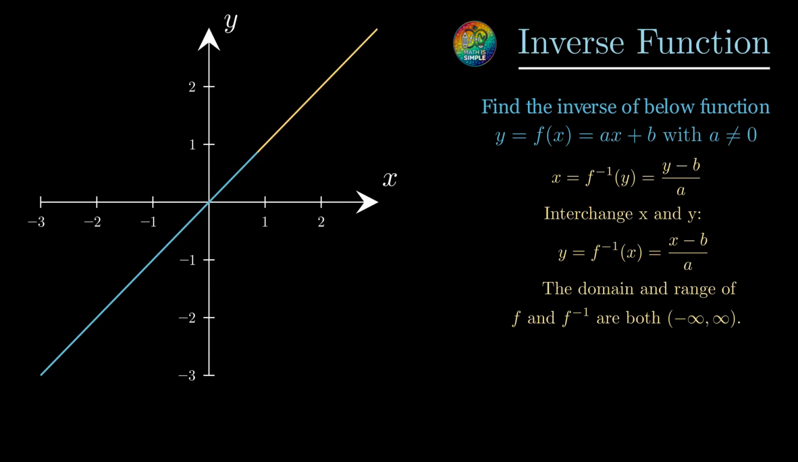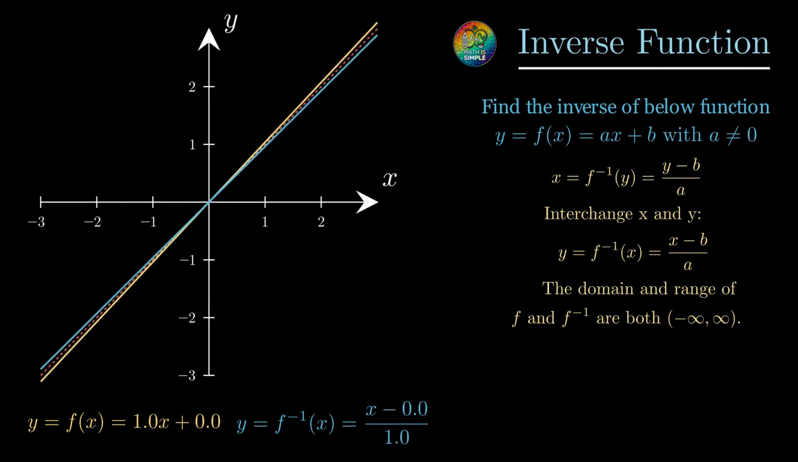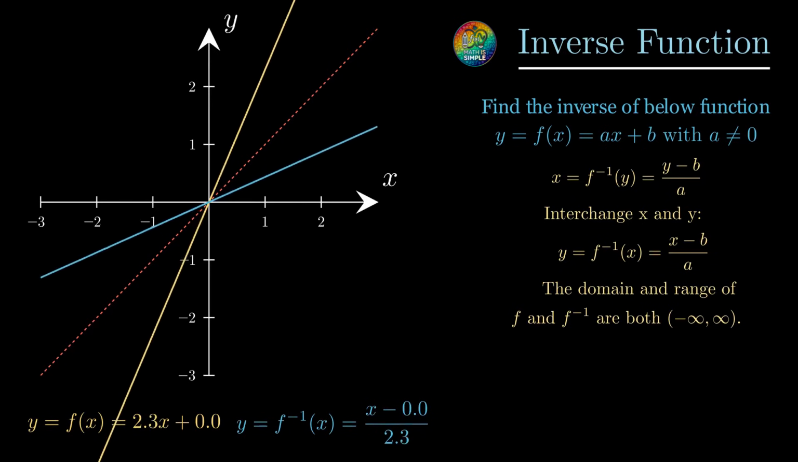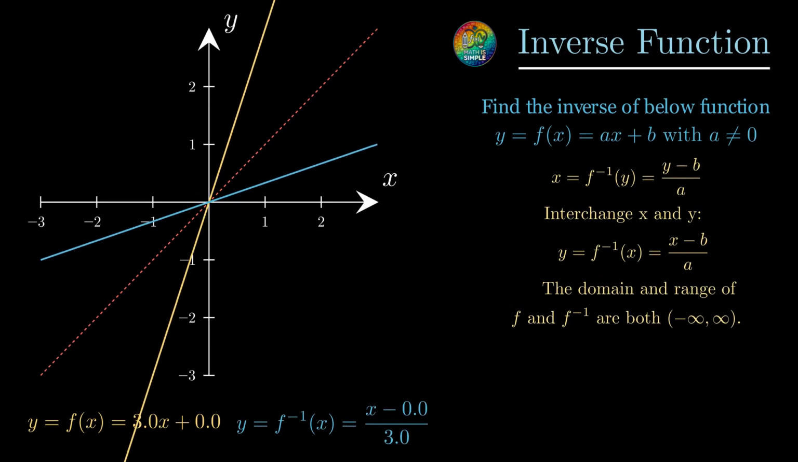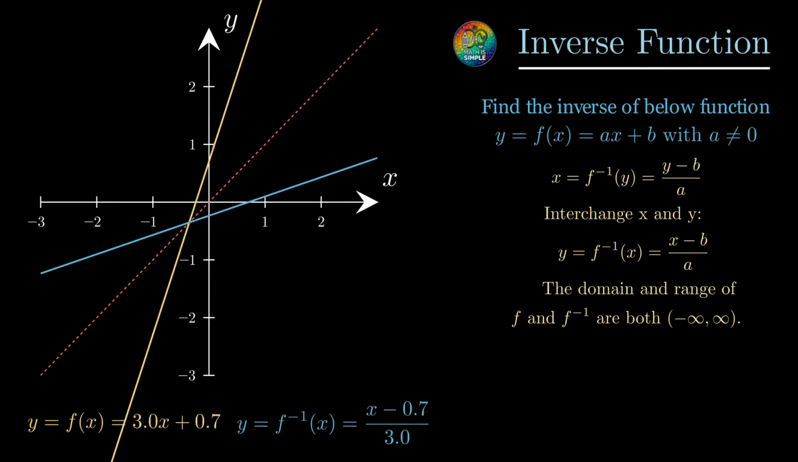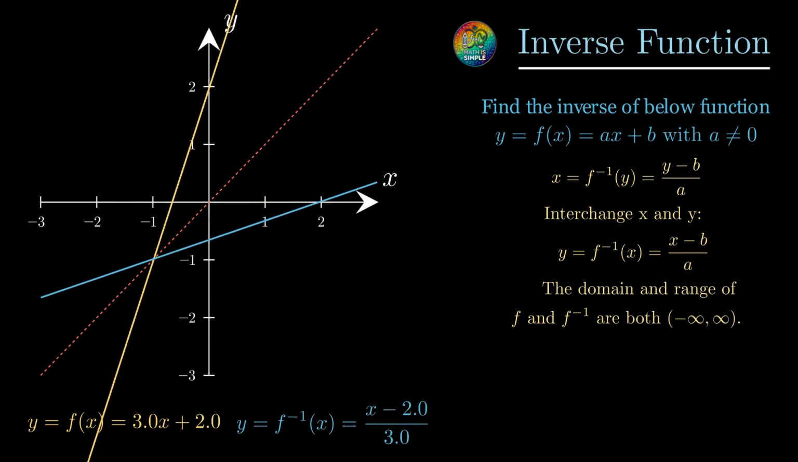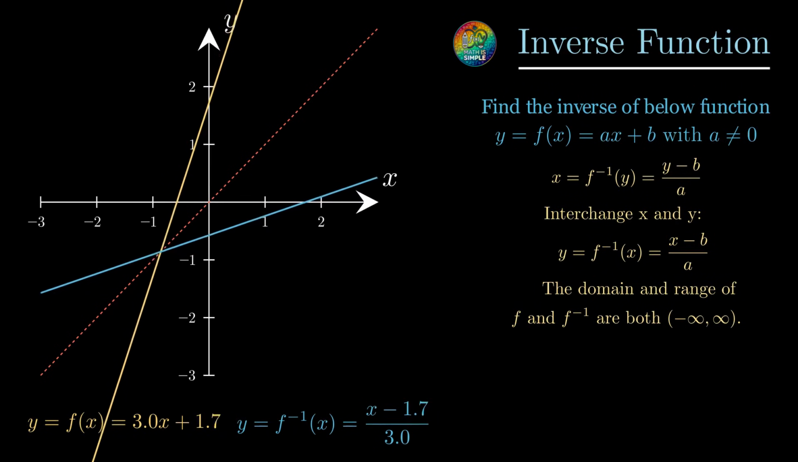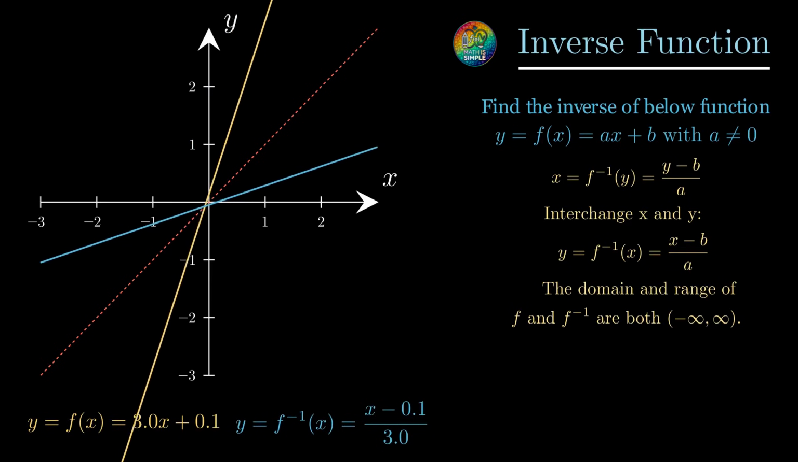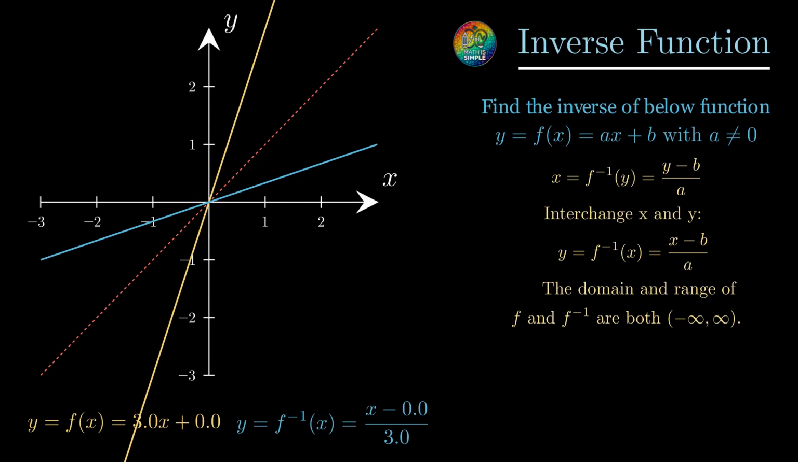Now direct your attention to the graph on the left. The yellow line represents our original function, while the blue line represents the inverse function. Notice the red dashed diagonal line running straight through the origin. This is the line y equals x. As you can see from the animation, the graph of f inverse is an exact mirror image of f reflected across the dashed line.